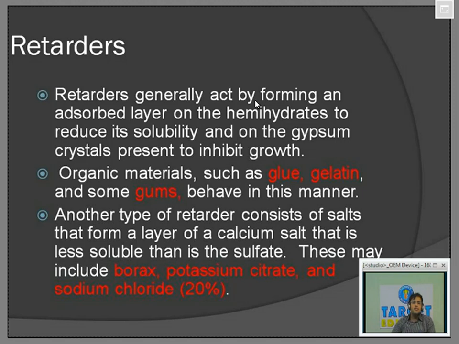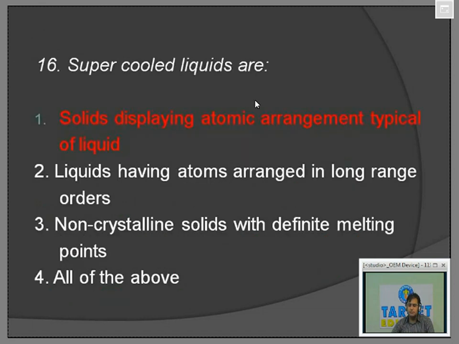Another type of retarder consists of salts that form a layer of calcium that is less soluble than the sulfate. These include borax, potassium citrate and sodium chloride 20% or less. I'll move on to the next question.